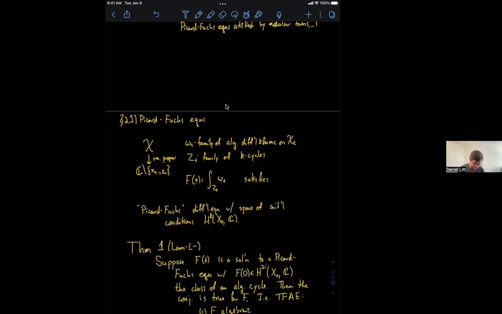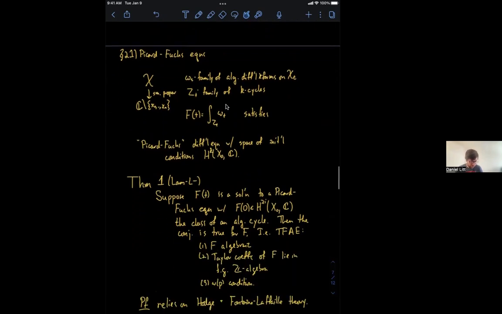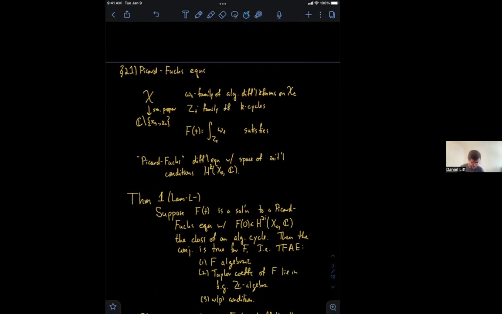So here's the main case in which we can identify a class of linear differential equations and initial conditions for which the conjecture is true. Suppose you have a solution to a Picard-Fuchs equation, one of these functions, and the initial condition you're expanding around, f of 0, is an element of the cohomology of your fiber. It's in the even cohomology, and it's actually the class of an algebraic cycle. I want to assume that it corresponds to a subvariety of codimension i.